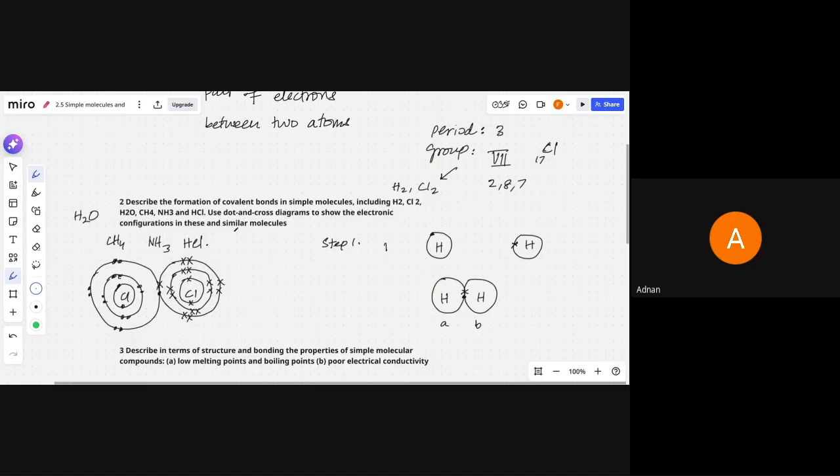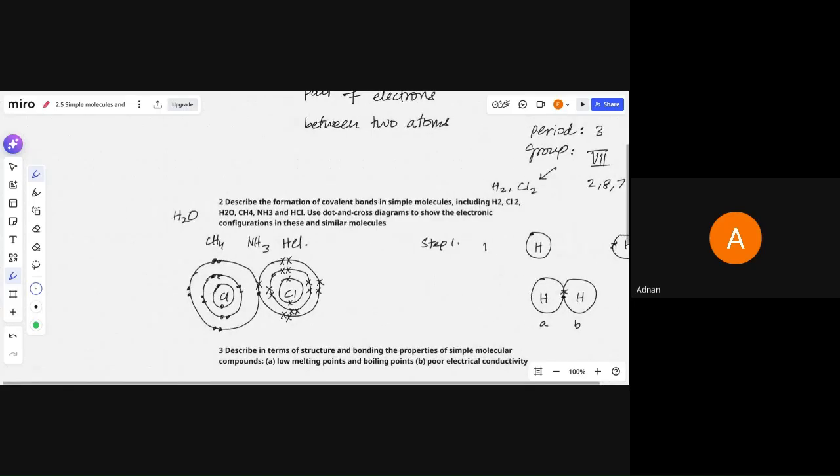Now let us take a look at CH4. So carbon will be in the center, and we draw hydrogen atoms on the sides. Carbon has 4 electrons in its outer shell, because it is in group 4, and it needs 4 more to have a complete outer shell, right? So these 4 electrons will be shared by these four hydrogen atoms, one each, right?